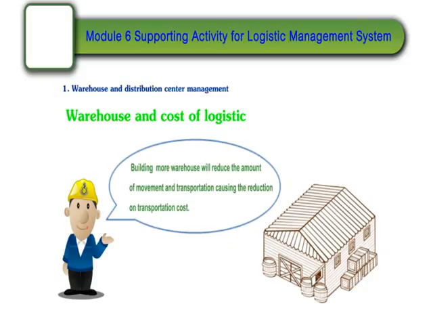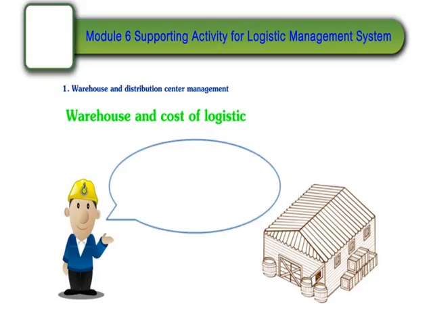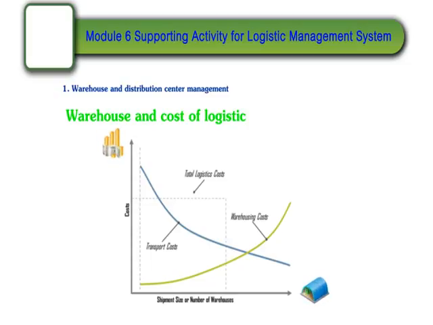From the above, building more warehouses will reduce the amount of movement and transportation, causing a reduction in transportation cost. Total logistics costs consider the whole range of costs associated with logistics, which includes transport and warehousing costs, but also inventory carrying, administration and order processing costs. Administration and order processing costs are relative to the total volume being handled. However, for the same volume being handled, transport and warehousing costs will vary according to the distribution strategies being adopted.